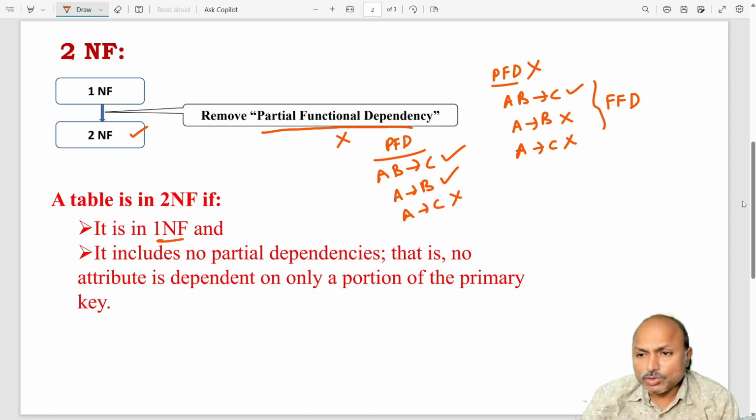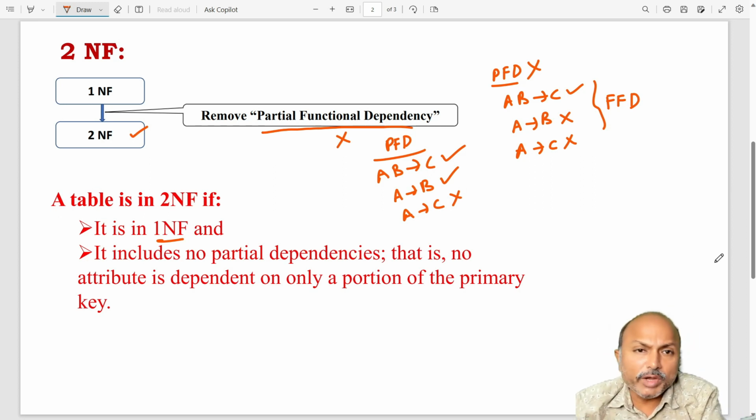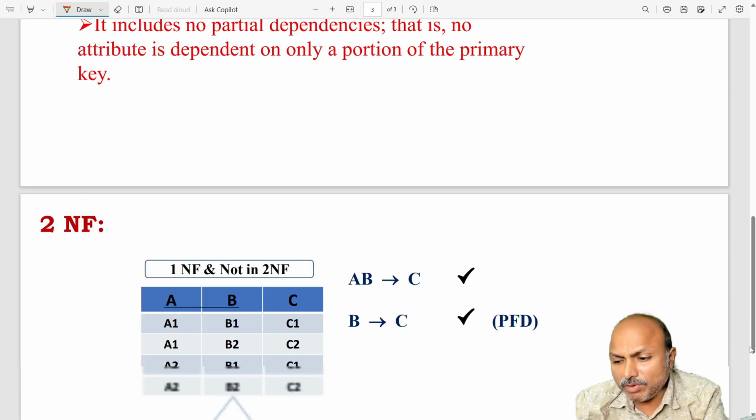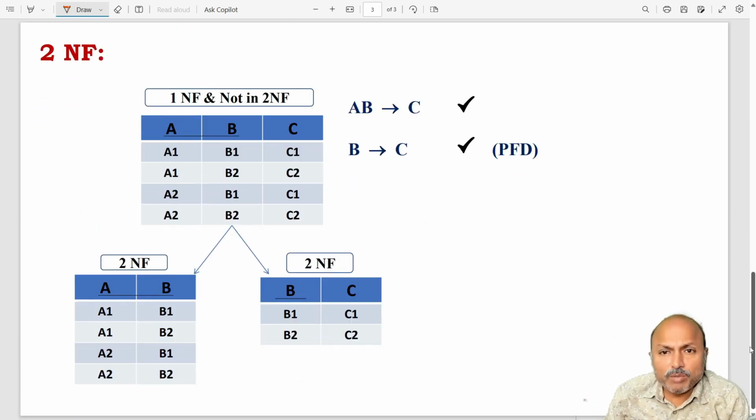A → B or A → C. So we will consider one example which satisfies the first normal form, and we will remove the partial functional dependency so that we can convert that into second normal form. Consider this example. No doubt it is in the first normal form. How are we saying that? Because each cell has atomic values, so it is in the first normal form, but not in the second normal form. How are we saying that? If this relation has partial functional dependency, then we can say that it is not in second normal form.